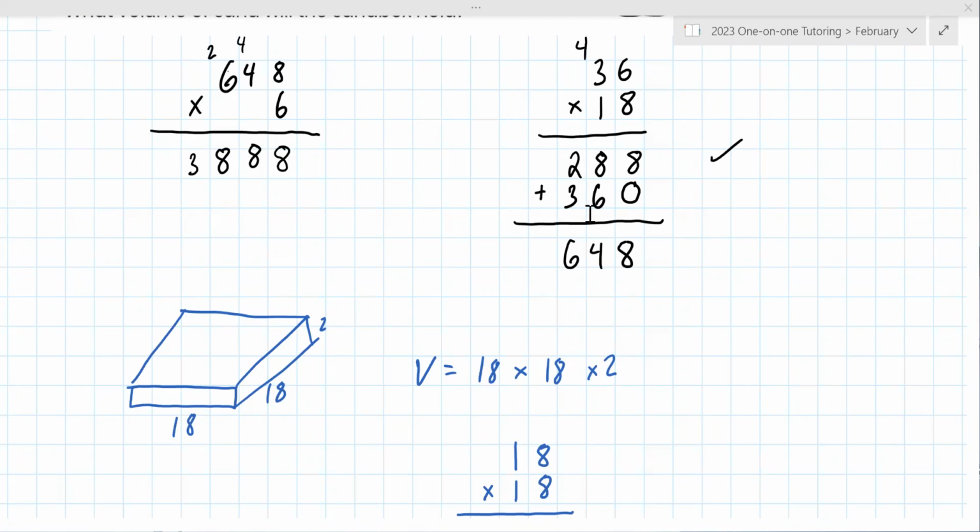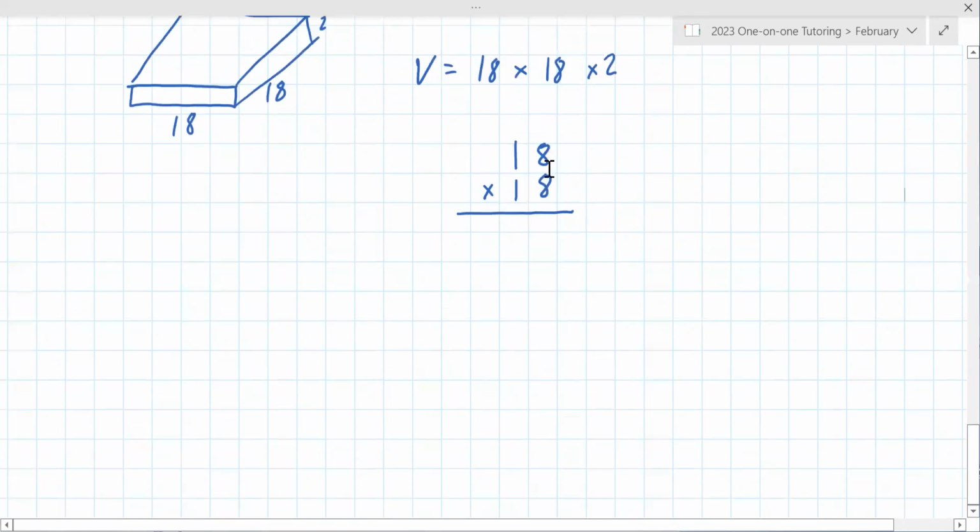Is it 172? It's a bit more than that, so let's go through this. 8 times 8 is 64. 8 times 1 is 8 plus the 6 is 14. Now you have to put a 0 here, because that's what's going to move over your answer. You're adding these up, so it ends up being 324. But now you have to take that 324 and multiply it by 2. Can you do that for me, please?